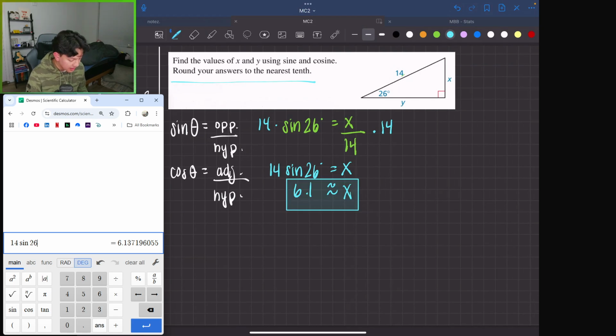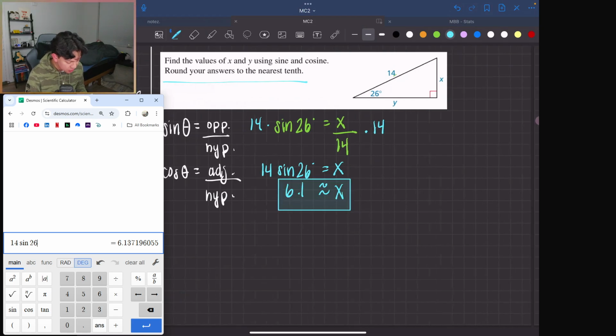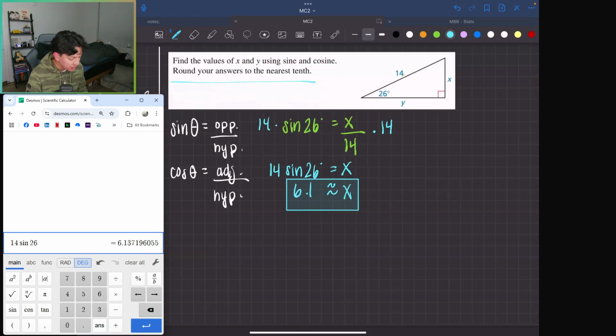Cool. And now let's go ahead and use the cosine trigonometric ratio to find out the value of y. Why is that? Well, that's because cosine, we're talking about adjacent. And what is the adjacent side that is adjacent to the 26 degrees? It is y, since that's what we want to find anyway. So let's substitute the values. So the cosine of theta here is going to be what again? 26 degrees is equal to the adjacent over the hypotenuse.